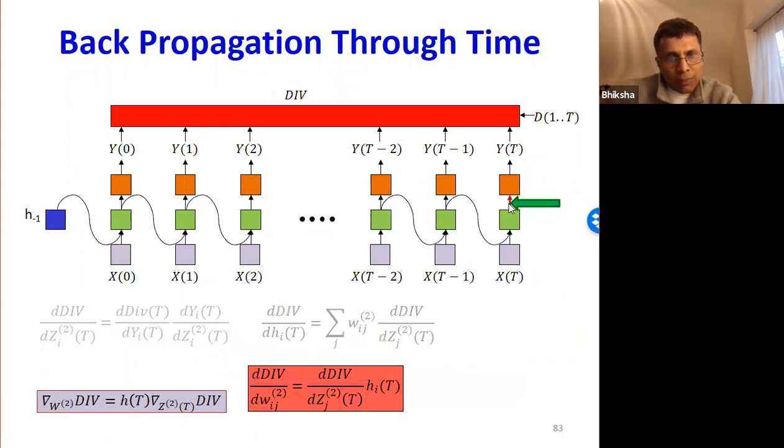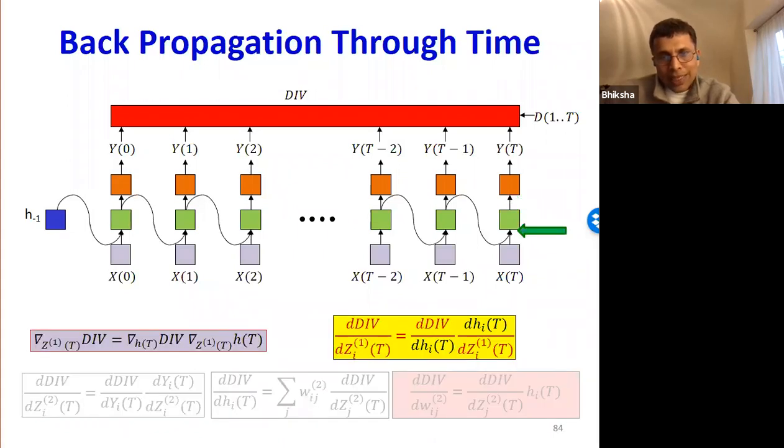And now we can also compute the derivative with respect to the weights over here, which is simply going to be h of t times the derivative with respect to the affine value over here. So h of t times the derivative of the divergence with respect to Z2 at t. Now this again is just like your standard MLP. And you can also extend this to include a bias by adding an extra one. I won't go into the details of that because the math is fairly straightforward, and you can verify that the dimensions work out.